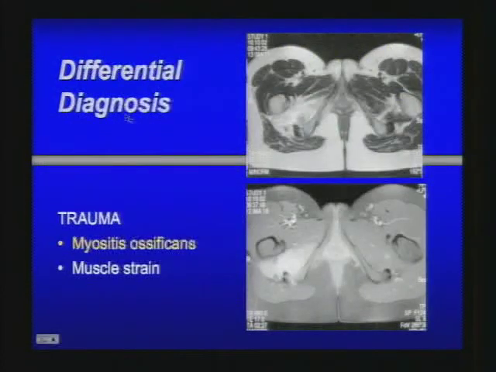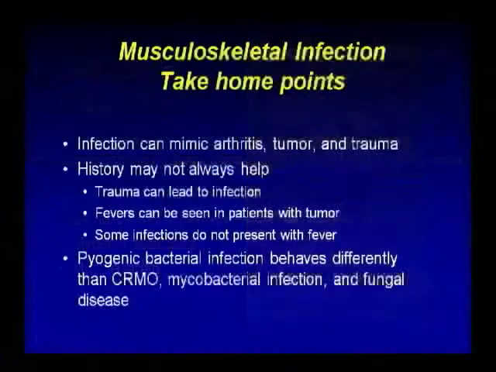Also, again, we talked about trauma before. Myositis ossificans sometimes can look like an infection, and this is an example where you see this extensive infection located between the femur and the ischium, and there's a focal traumatized area, which is enhancing also. That can be difficult, so again, include this in your differential.